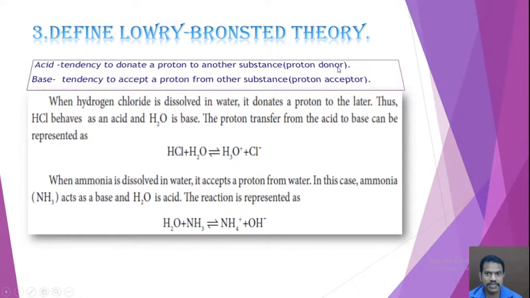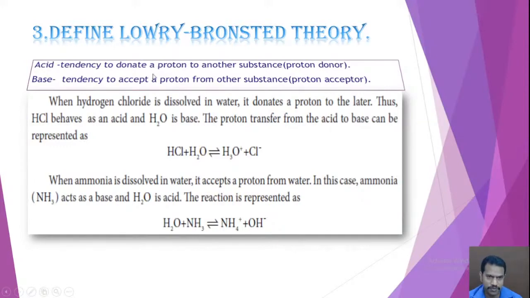Lowry-Bronsted theory. The second scientist who proposed about acid-base concept is equal to proton theory. The Lowry-Bronsted theory is equal with the proton theory. Okay. He said, what is acid? The substance has a tendency to donate a proton to another substance. So what he said, acid means the tendency to donate a proton to another substance. That is called a proton donor. Suppose base, how we define the tendency to accept a proton from other substance. The tendency to accept a proton from other substance. That is called proton acceptor.